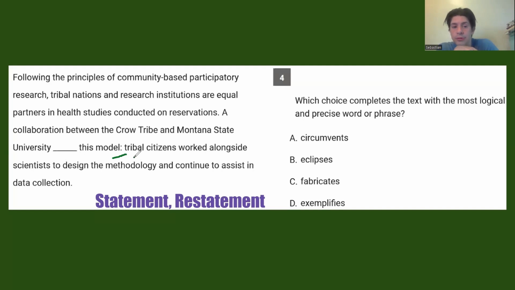And then a collaboration between the Crow Tribe and Montana State University, right? And then we're going to say, is it going to be circumvents, eclipses, fabricates, or exemplifies? So the first part is that they're emphasizing that they should be equal partners. And then here they're telling us they worked alongside. So they do seem like equal partners there. So then that means that this is an example of that. So it's not going to be fabricates, which is make up. Eclipse would be like to replace, but it's doing the same thing. And circumvents is to avoid. So we're left with D, exemplifies, right? It's an example. Okay, great.